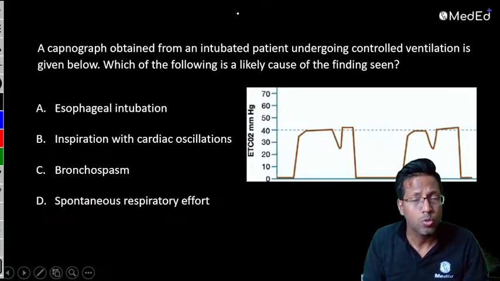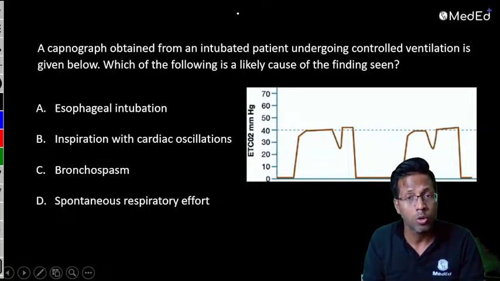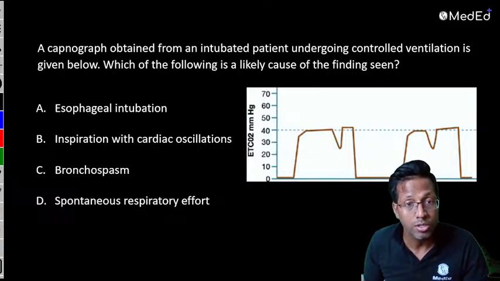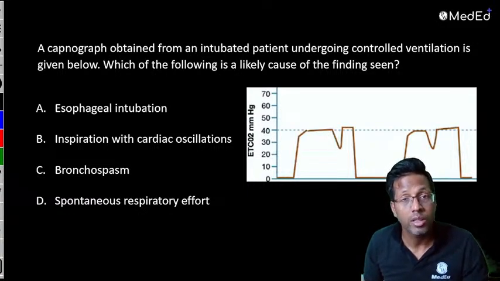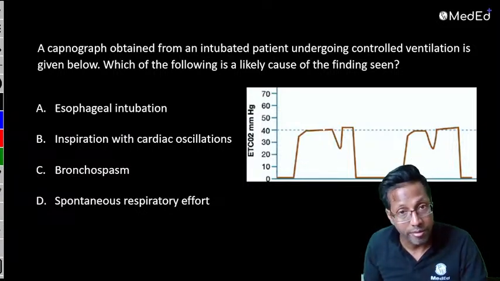Okay. Now, next question based on the same thing. A capnograph was obtained from an intubated patient undergoing controlled ventilation. Which of the following is the likely finding seen? Is it esophageal intubation that you can see over here? Is it inspiration with cardiac oscillations? Is it bronchospasm or a spontaneous respiratory effort?